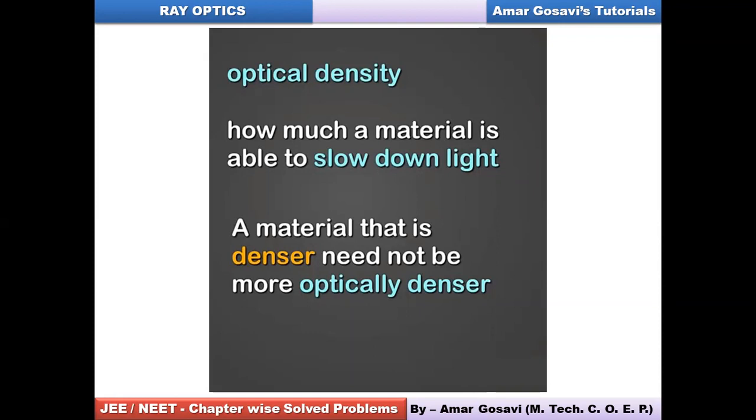All right. So a material that is denser need not always be more optically dense. This is again an inference for us. So please make a note of this before I show you the next slides on the same concepts. Okay, hopefully done. Let's move ahead.